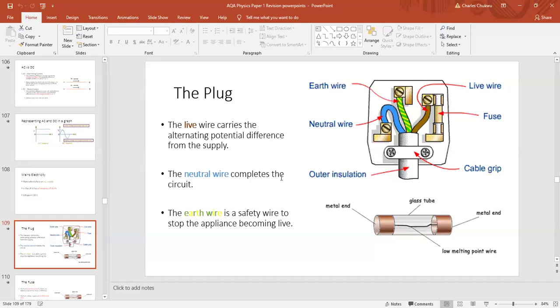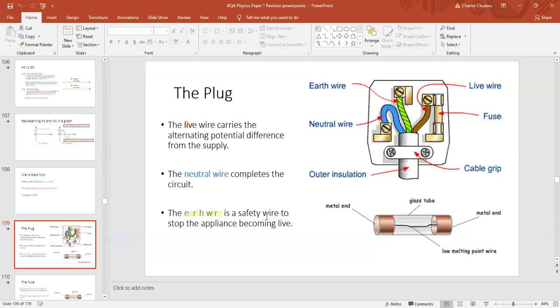Then the neutral wire completes the circuit, or in other words, that's the bit of it that balances the circuitry on the other side. Then the one that is usually optional, you notice it's usually optional. There are some plugs that just have 2 pins. So the third pin that's optional in those plugs that have 2 pins is the earth wire.